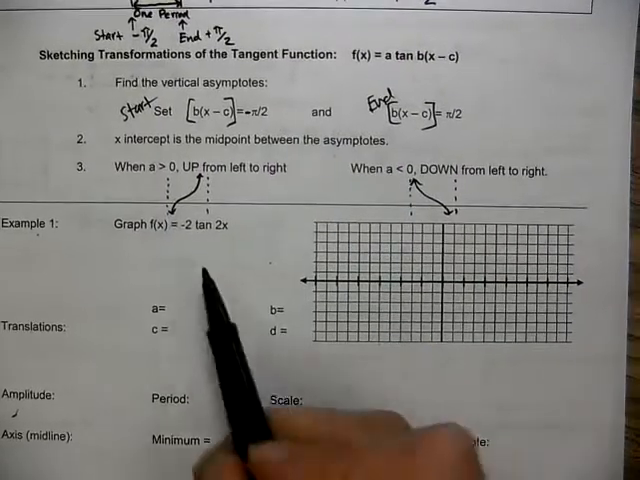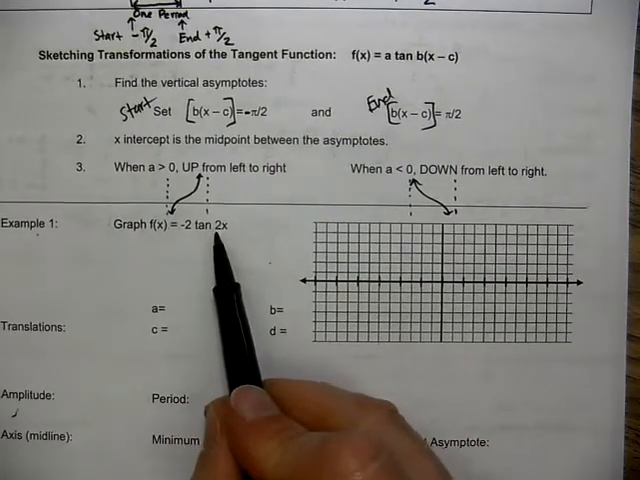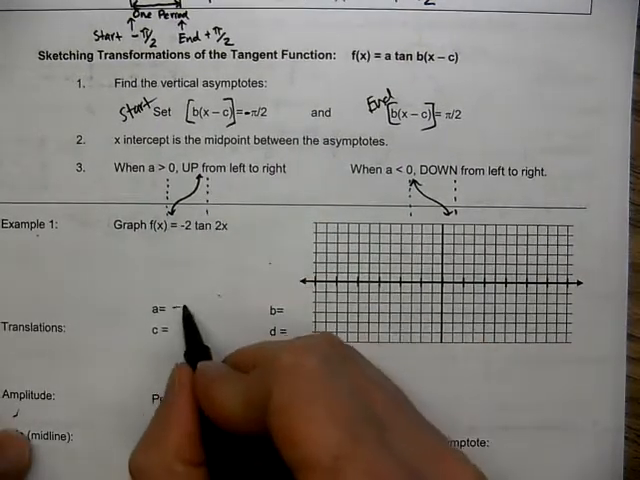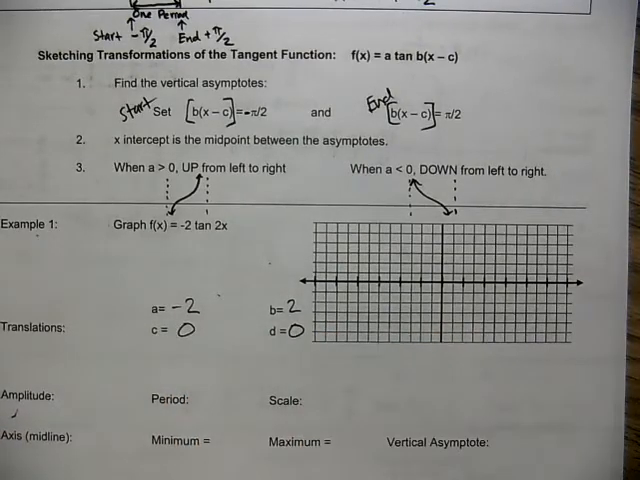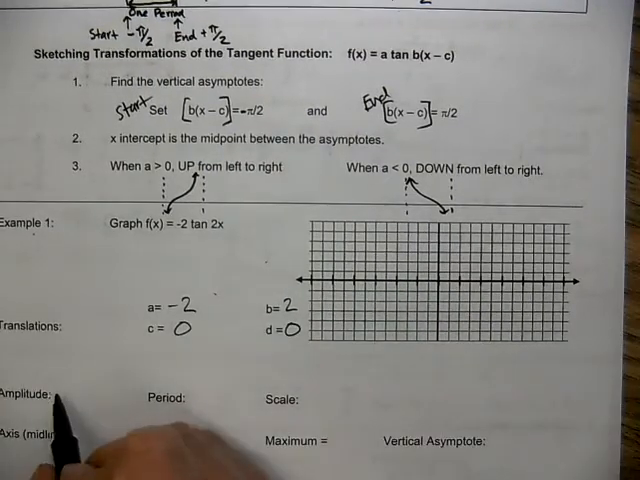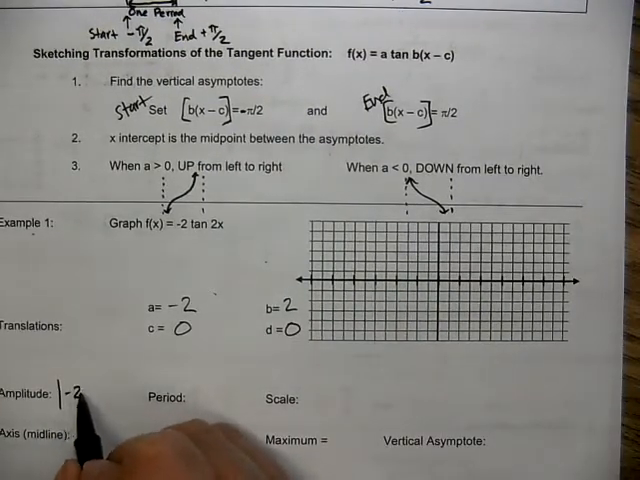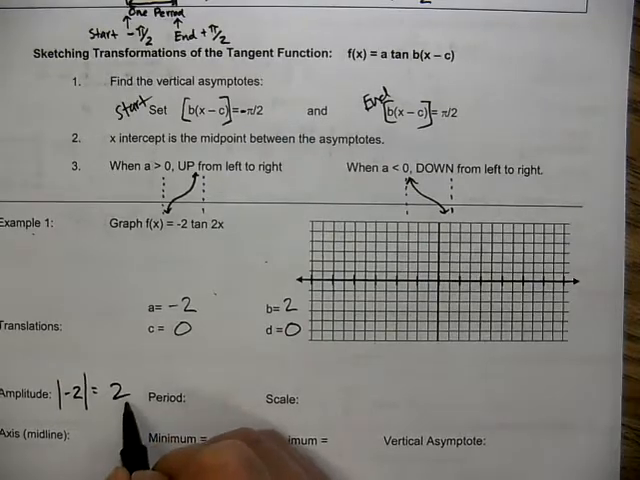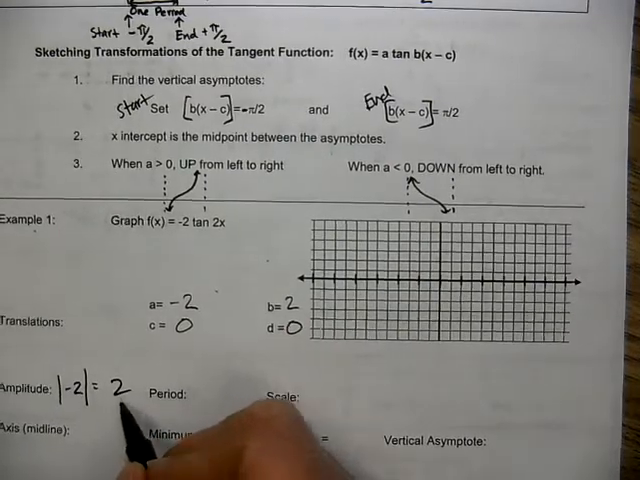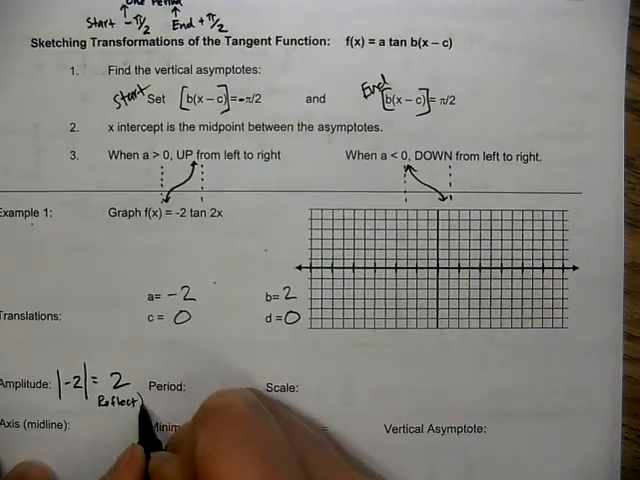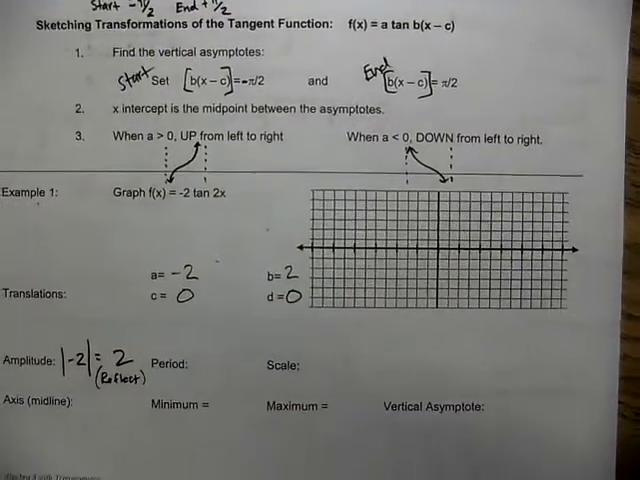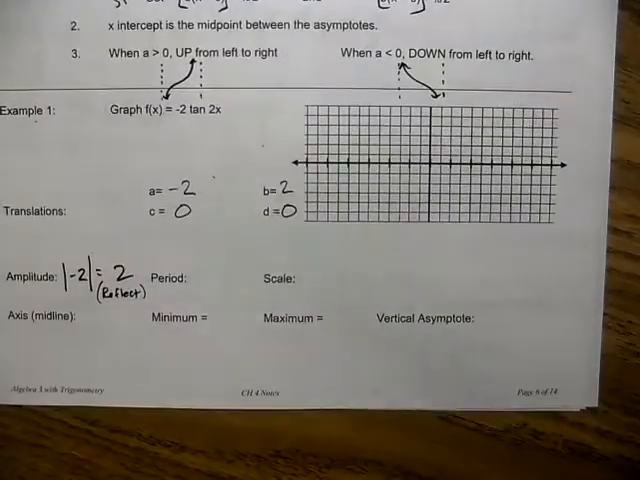We're going to graph negative 2 tangent of 2x. So my value of a is negative 2, my value of b is 2. We have no c and no d. So no horizontal shift, no vertical shift. The amplitude, again, is always positive, so take the absolute value of that a, which in this case is 2, but I want to remind myself to reflect. So I jot a little note down there. That's just my own little technique to keep track of that information.